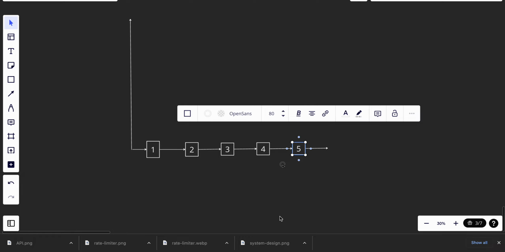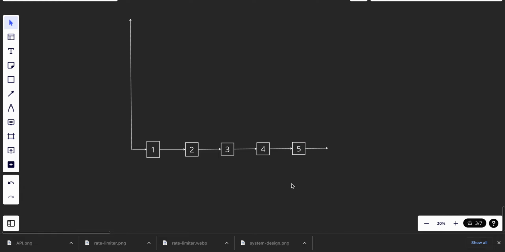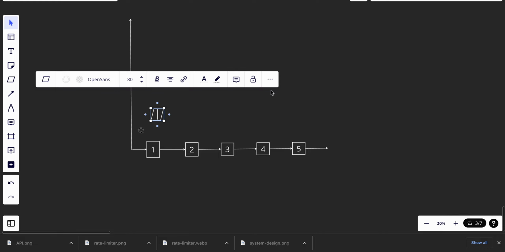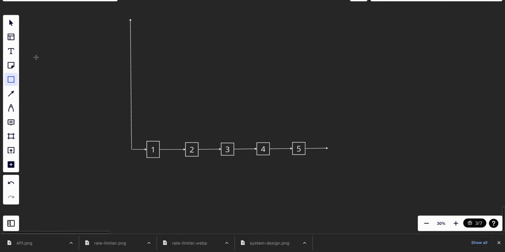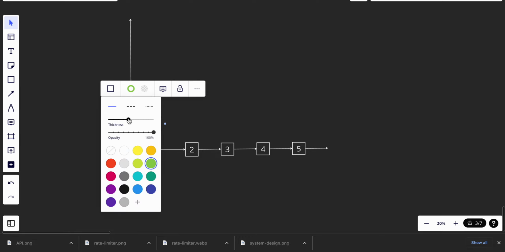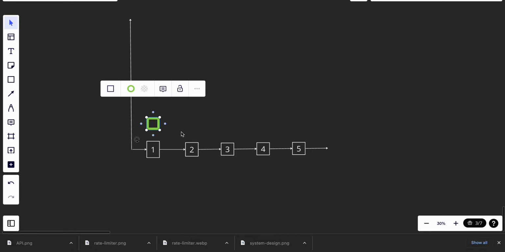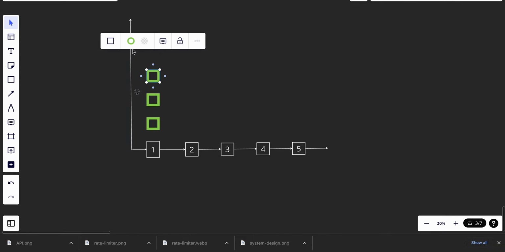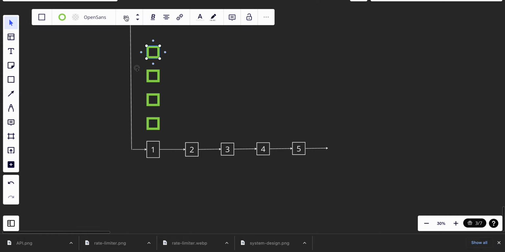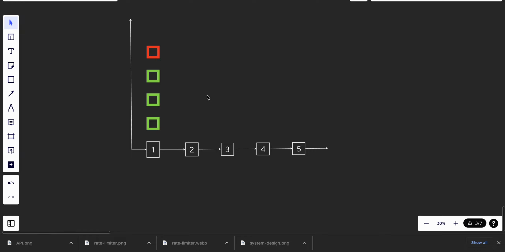So let's say this is the timeline, and in each window we expect three tokens. Let's assume that for each window we have a counter, and we only accept three requests. So we accept three requests here, and only three requests here. If we get more requests, the request is dropped. So this one is dropped.